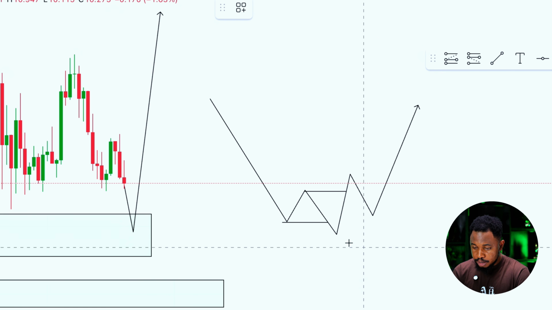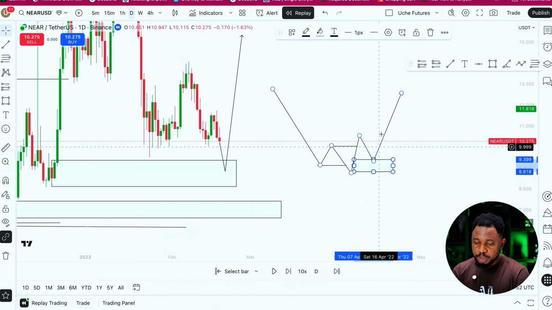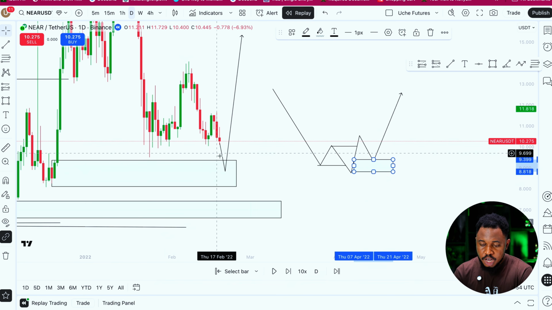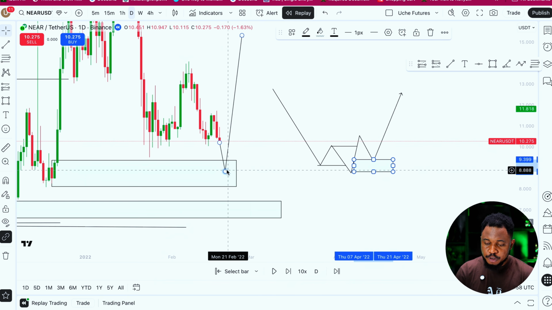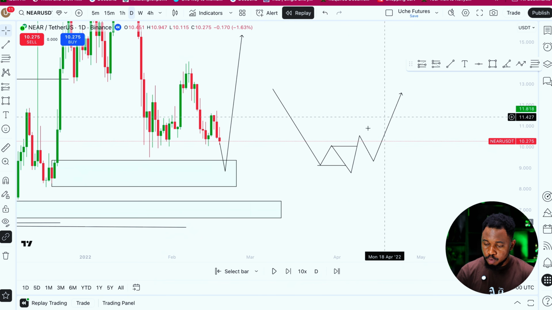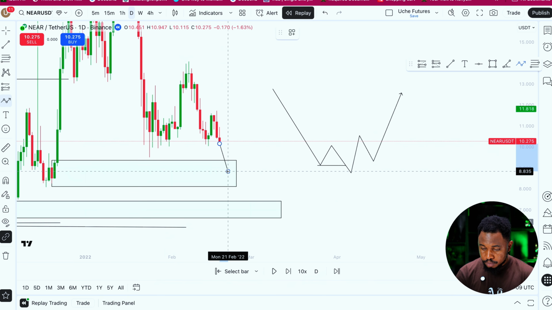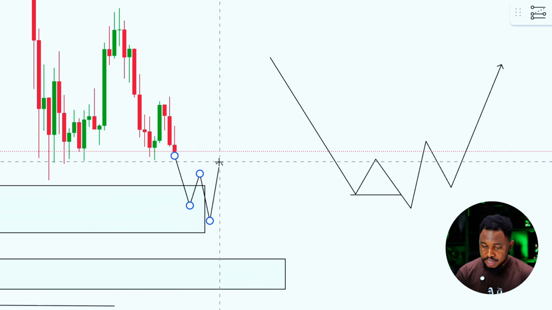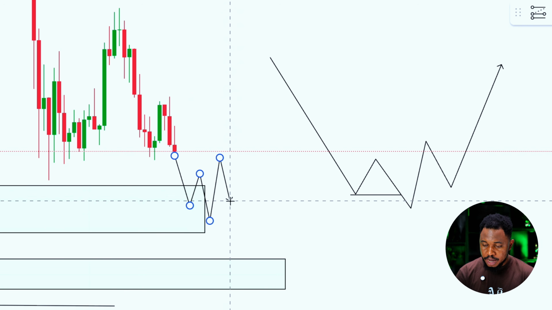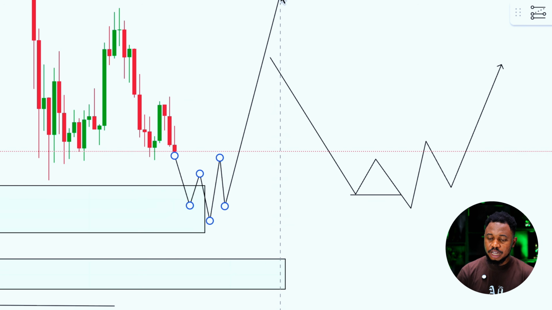So this area right here, and then we take our long from this particular area. If you want to use this, you can use that as a confirmation entry in this particular area if you want to enter here. So you do something similar. The market comes to this area, goes up a little, comes down to break structure, and then comes up here to change character, thereby giving you chances to look for a long position to take it to the higher area.